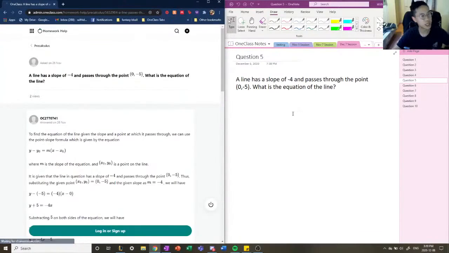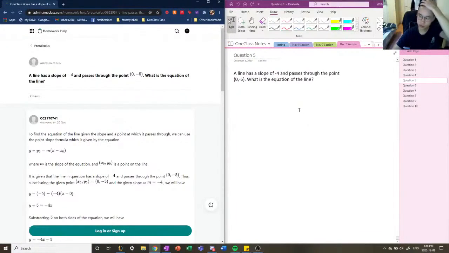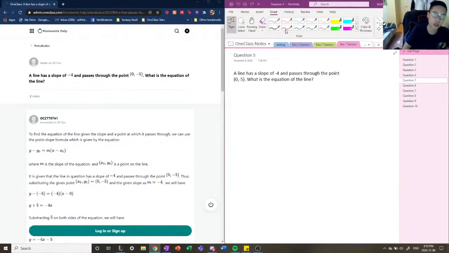So the next question reads, a line has a slope of -4 and passes through the point (0, -5). What is the equation of the line? They give us two pieces of information here, the slope and the point the line passes through. I'll be going through two different methods of calculating this. I've been through this before, but I'll do it again.